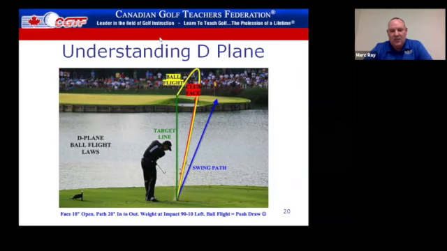And then it gets into weighted impact and so on. But what we need to know is the face is pointed 10 degrees closed relative to the path. We're going to get a draw. That's as simple as that. Any questions on that?